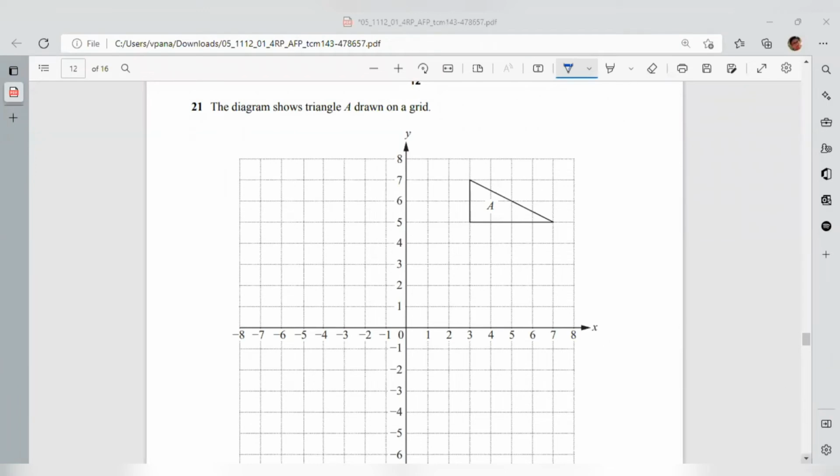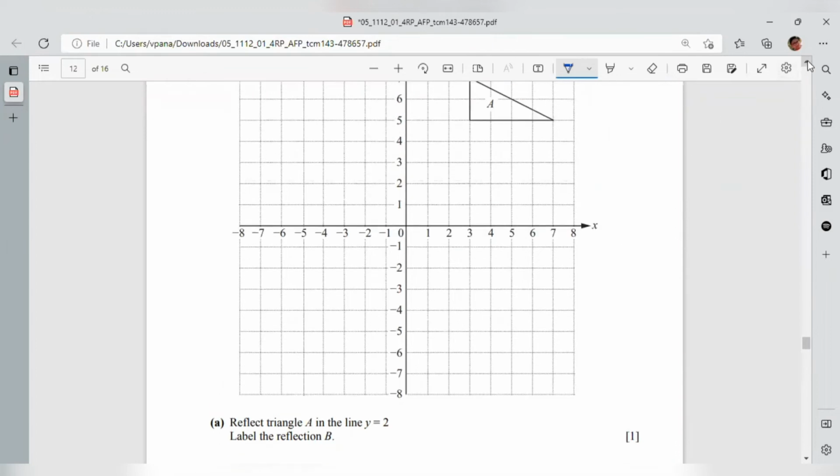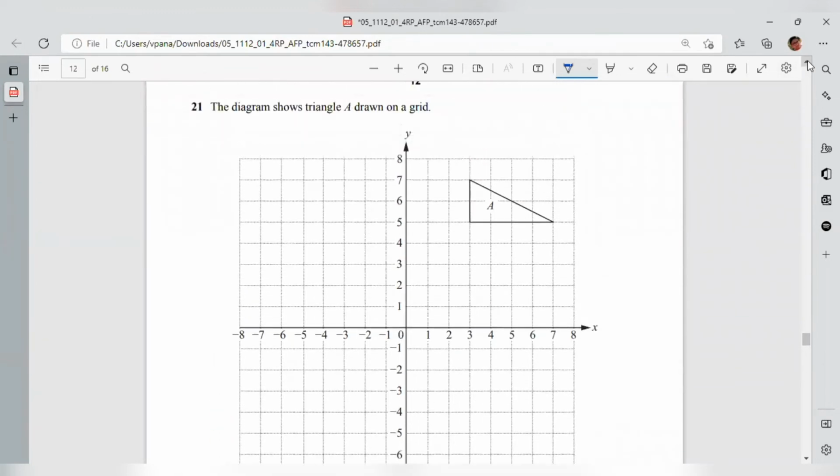In this you have the first part: reflect the triangle A in the line y is equal to 2 and label the reflection as B. So your y is equal to 2 is going to be the mirror line or line of symmetry over here. So y is equal to 2 is going to be this line. So we are going to reflect this triangle in y is equal to 2. So each vertex is going to be at the same distance from this line. So this is going to be our triangle.